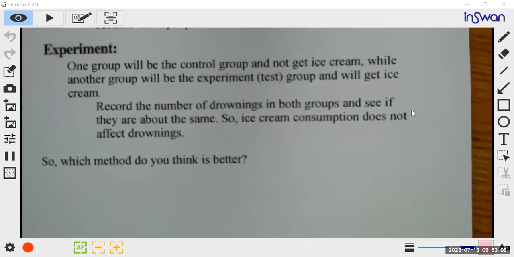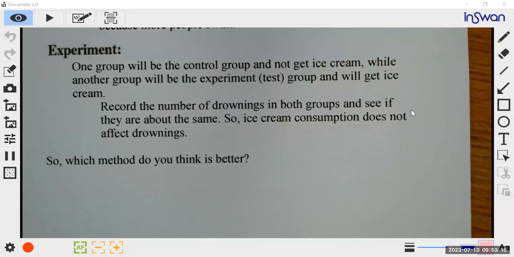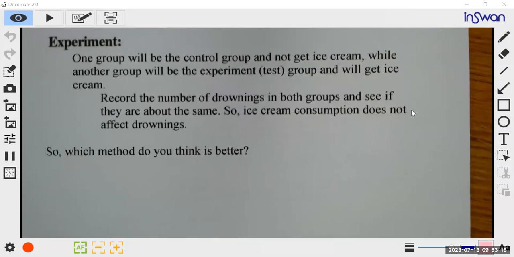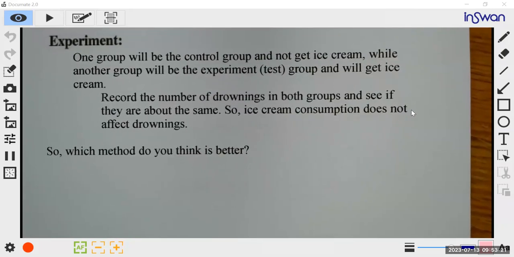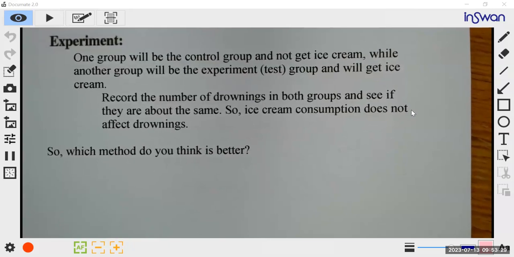An experiment. One group will be the control group and not get ice cream, while another group will be the test group, or the treatment group, and will get ice cream. Observe what happens and record the number of drownings of both groups. Well, are you going to see a difference? No, if you're going to drown, you're going to drown.